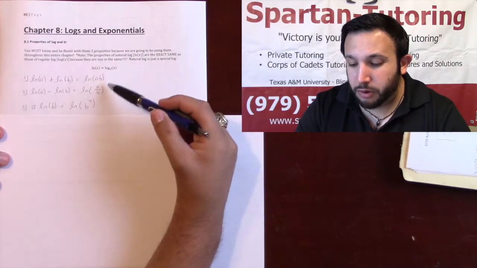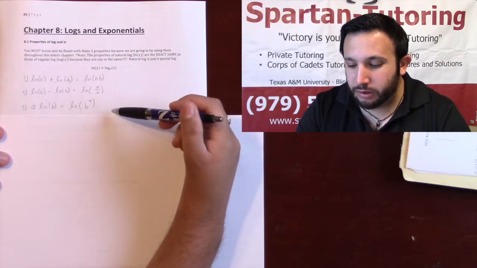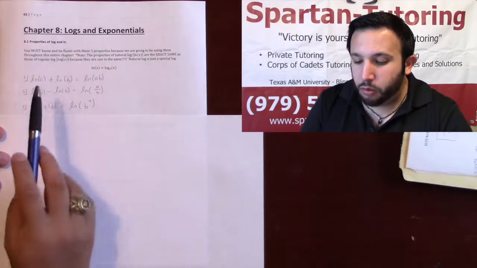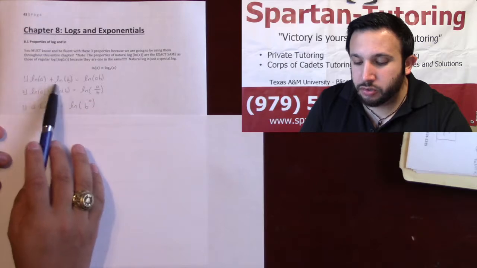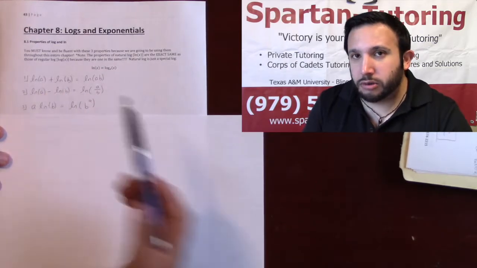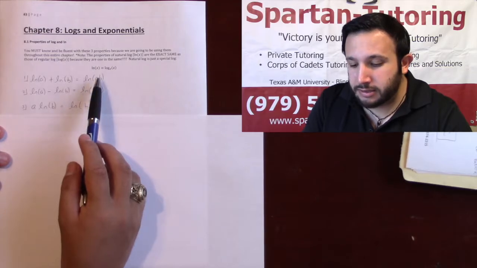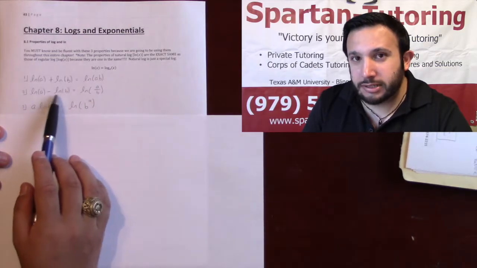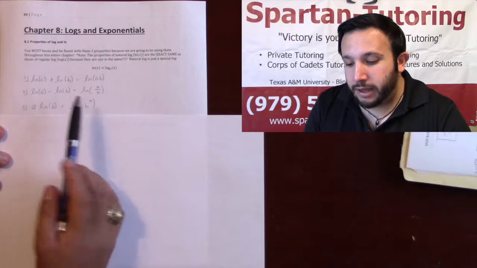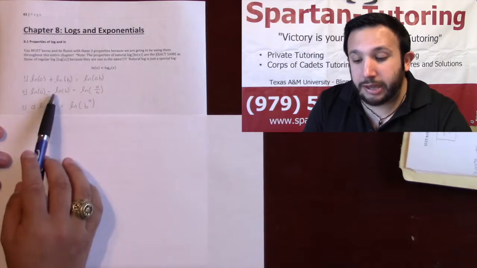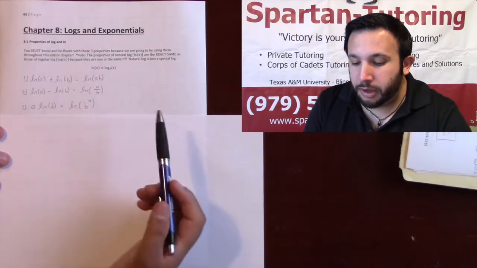Now, these 3 properties right here, you've got to be fluent with. These need to become second nature. Whenever you're adding 2 natural logs together, you can combine them as one natural log and multiply the insides. If you're subtracting natural logs, you'll divide, and whichever one has a negative in front of it, you're going to put on bottom.